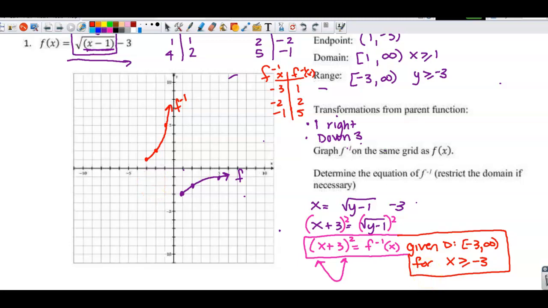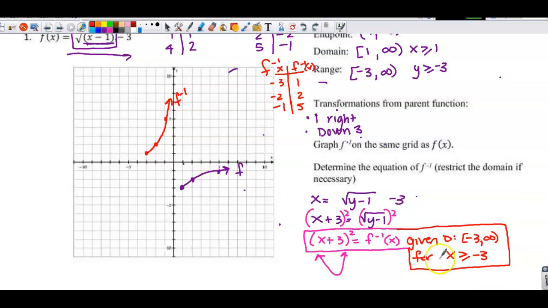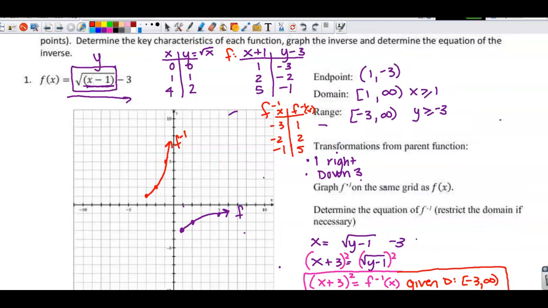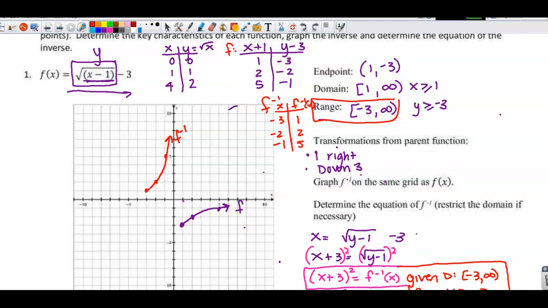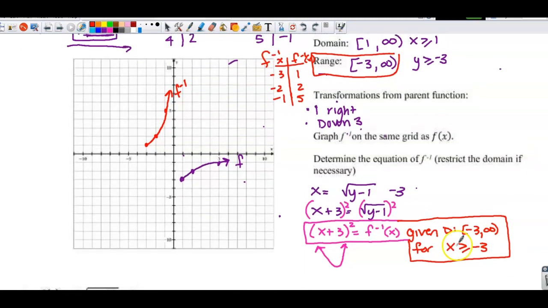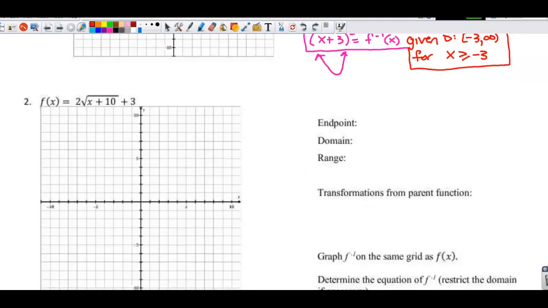And if you remember, the inverse function's domain is the same as the range of the original function. And let's look. The original function's range is right here. So now that is going to be the domain of my parabola, or my inverse. So once again, the original function's range is the inverse's domain. All right, let's go to the next problem.